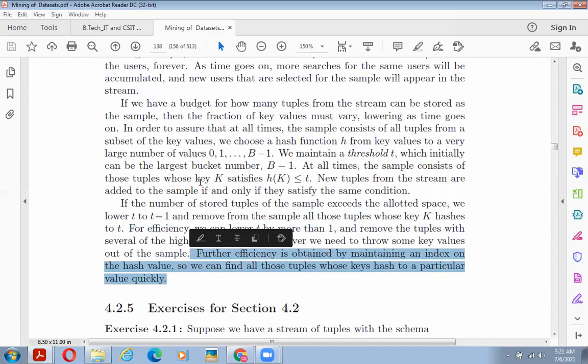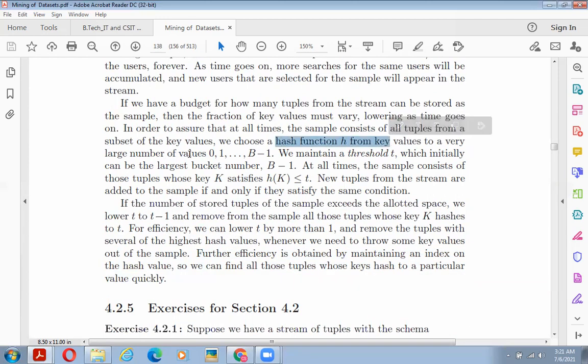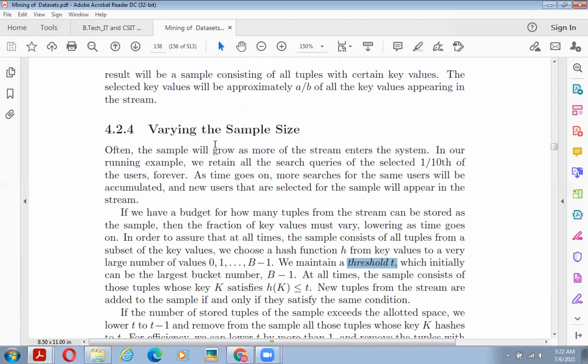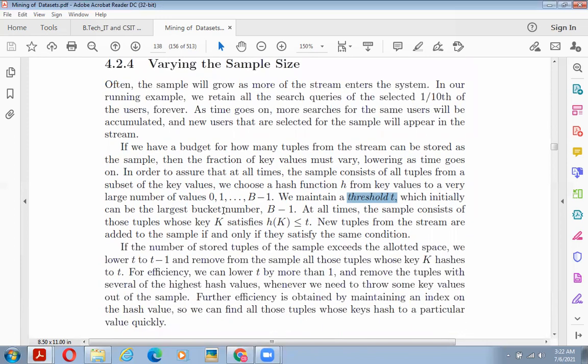Actually, we are just analyzing the previous thing. We are making a hash function out of a very large set of tuples, and we try to maintain a threshold value. If the threshold condition is satisfied, then the stream tuples are added, and if it doesn't satisfy, then the tuples are not added. It's as simple as that. That's what a varying sample size is taking care of.